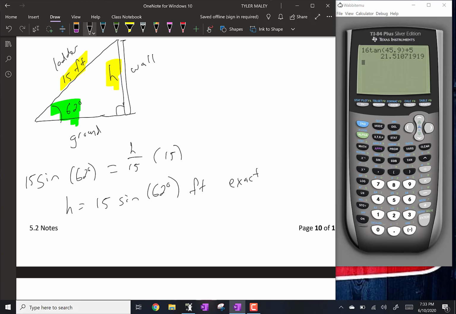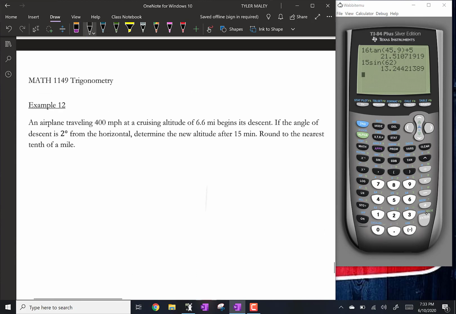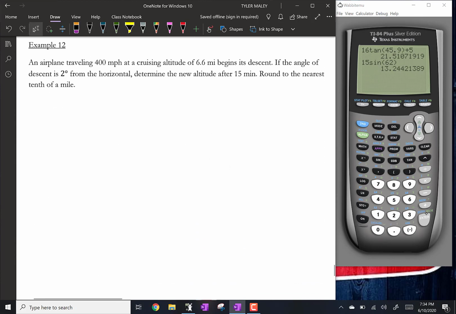And I'm trying to find an approximate, rounded to the nearest tenth of a foot, so that's 1 decimal place. So I know we're already in degrees, so we do 15 times sine of 62, and we get roughly 13.2 feet. All right. So one more example left, right?